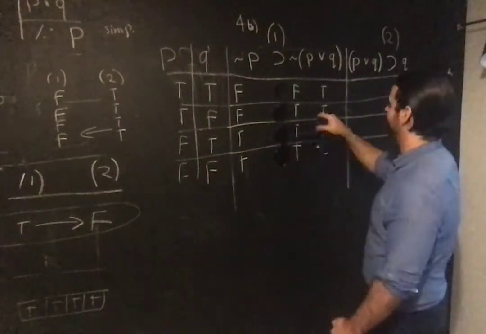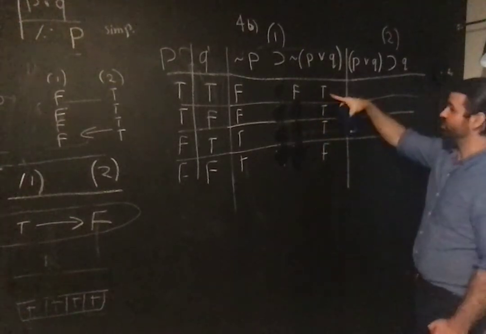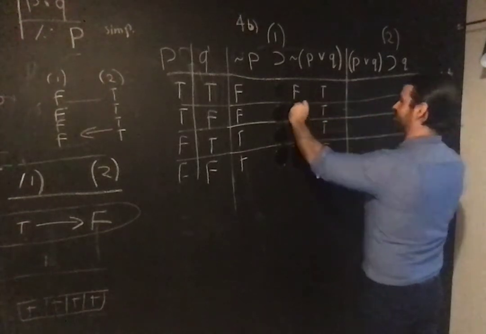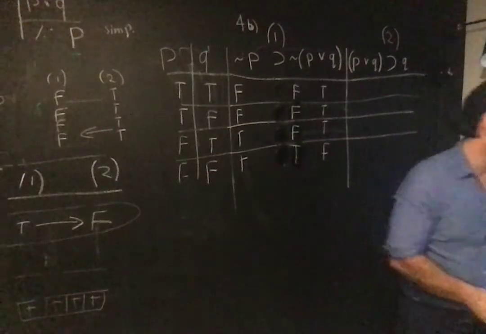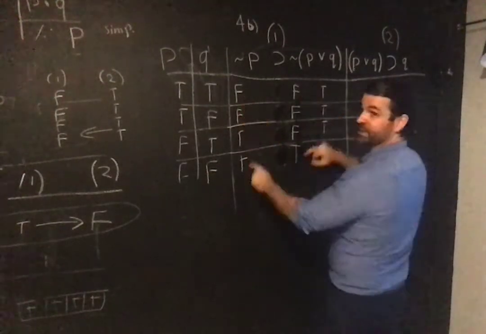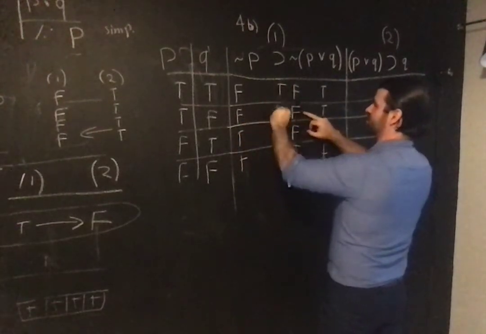Okay, this was wrong. Here I got true, true, true, false. So the negation of that is, of course, false, false, false, true. That was my screw up. All right, so now I'm looking at this and this. What do I got? False hook false is true.